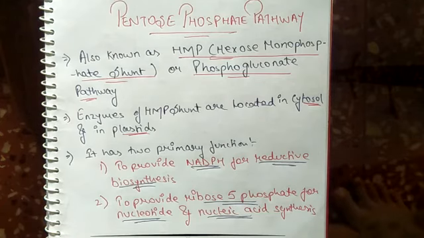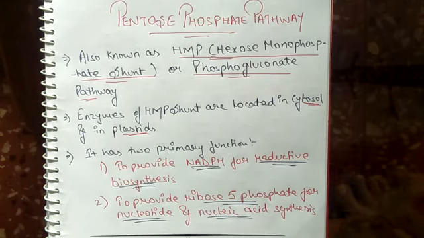Now, the enzymes of HMP shunt are located in the cytosol and in the plastids, whereas it has two primary functions. First, to provide NADPH for the reductive biosynthesis. So we can say the first primary function is the formation of NADPH so that the reductive biosynthesis may occur. And the second one is to provide ribose 5-phosphate for the synthesis of nucleotides and nucleic acid.